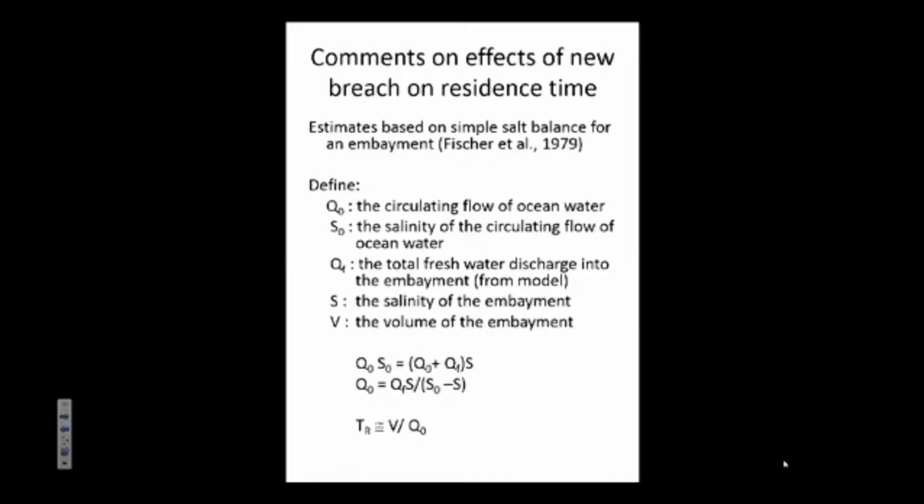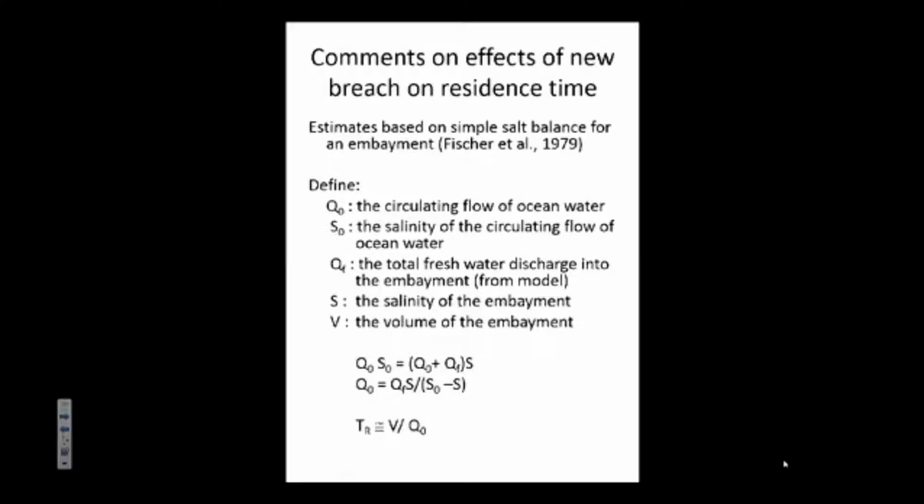These estimates are based on a simple salt balance model for a basin and an embayment from Fisher in 1979. Basically, if you have a segment of the lagoon with fresh water coming into it, there's ocean water circulating through that, you can derive a simple salt balance and derive from that salt balance the circulating flow of ocean water through the compartment of the basin.